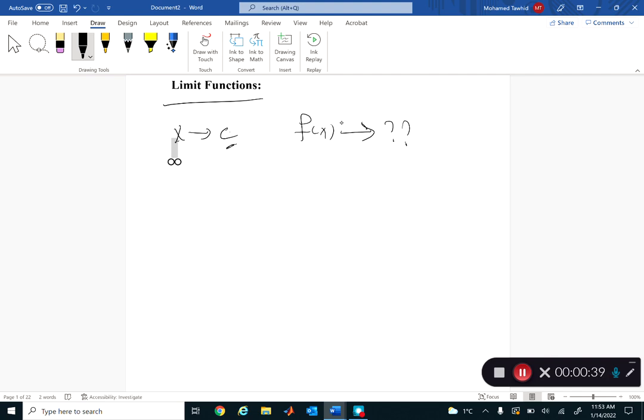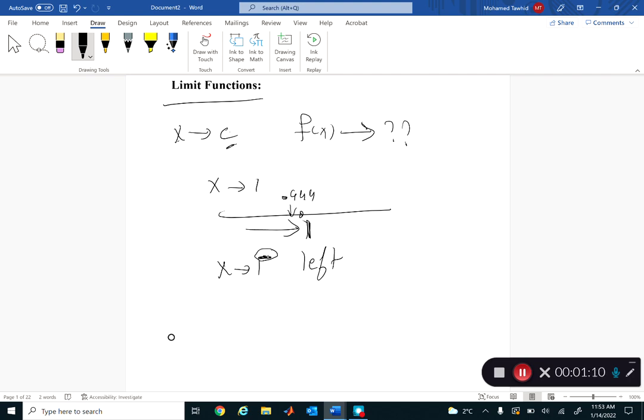When I say x close, for example, if I take x close to 1, where is 1 here? 1 is here, right? And I could have x close to 1 coming from the left, like 0.999, that is a number close to 1. When I say x close to 1 from the left, we write a minus sign above, which means it's prior, so before 1.